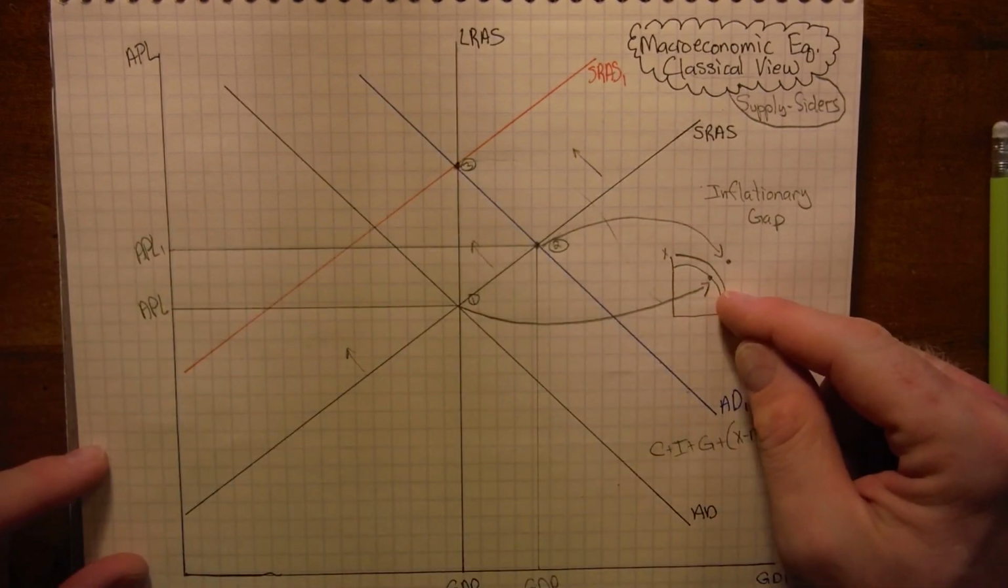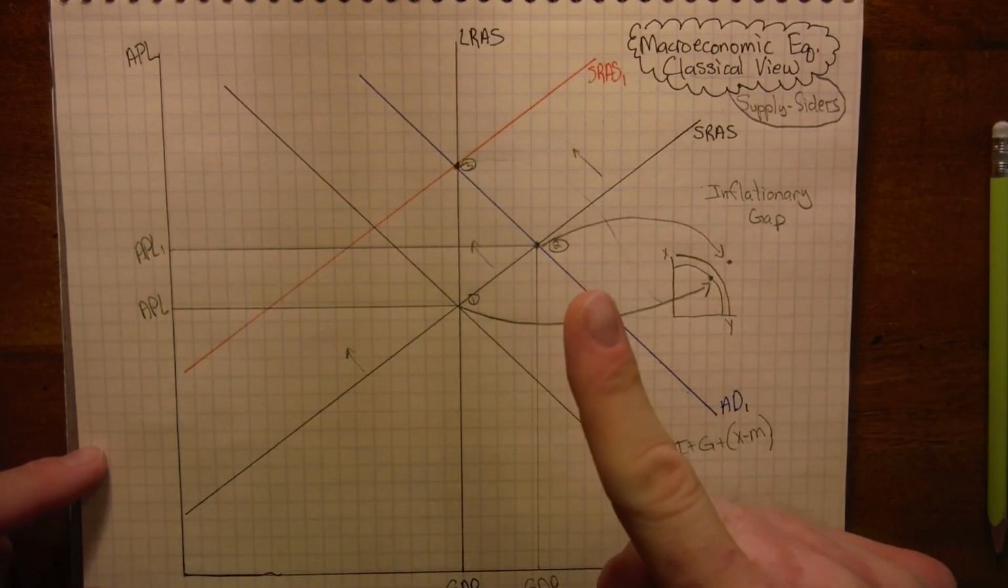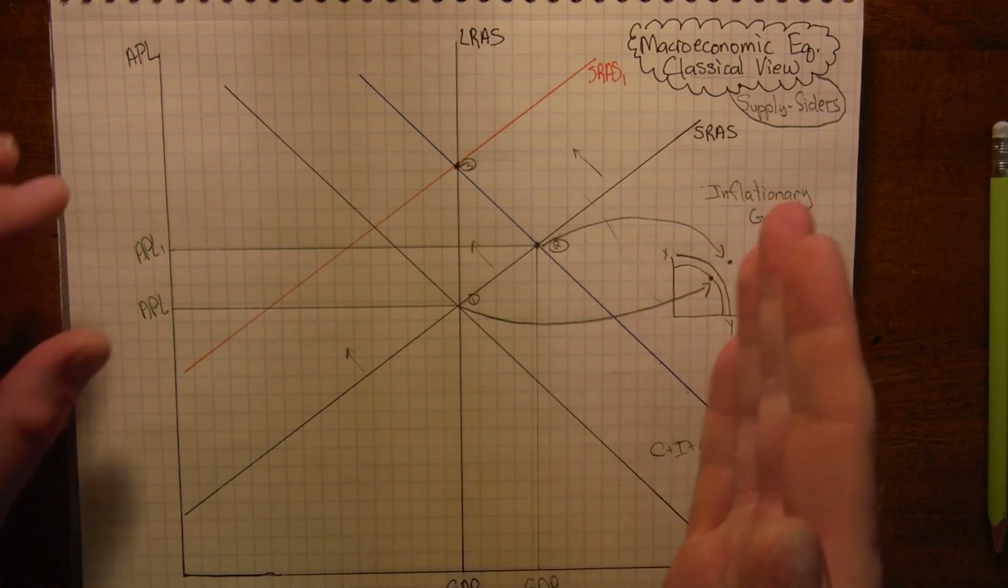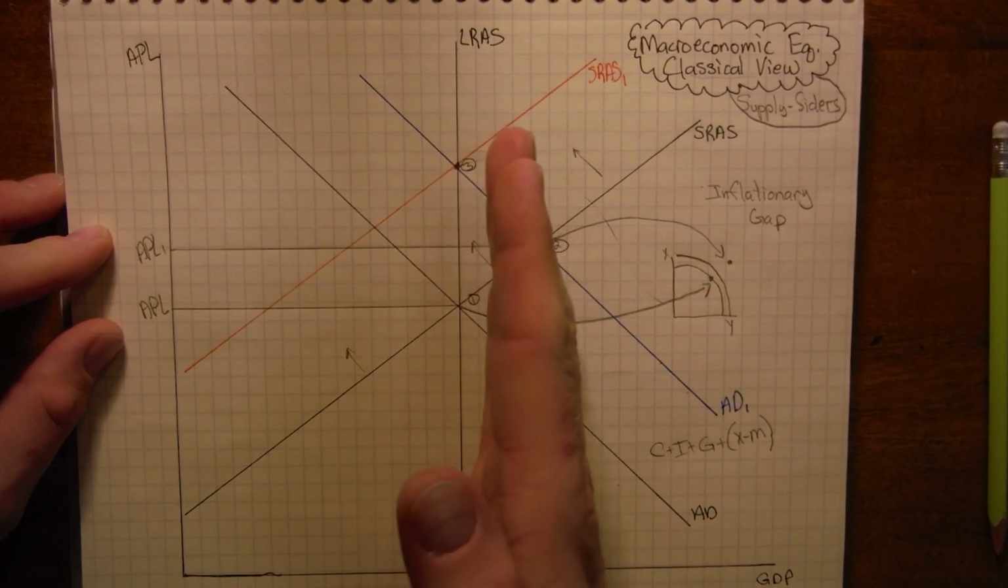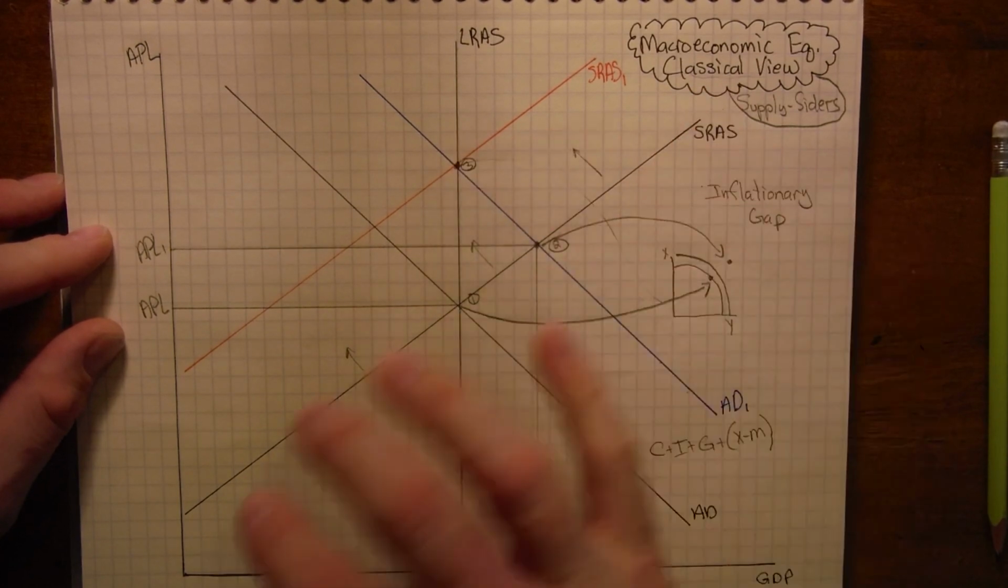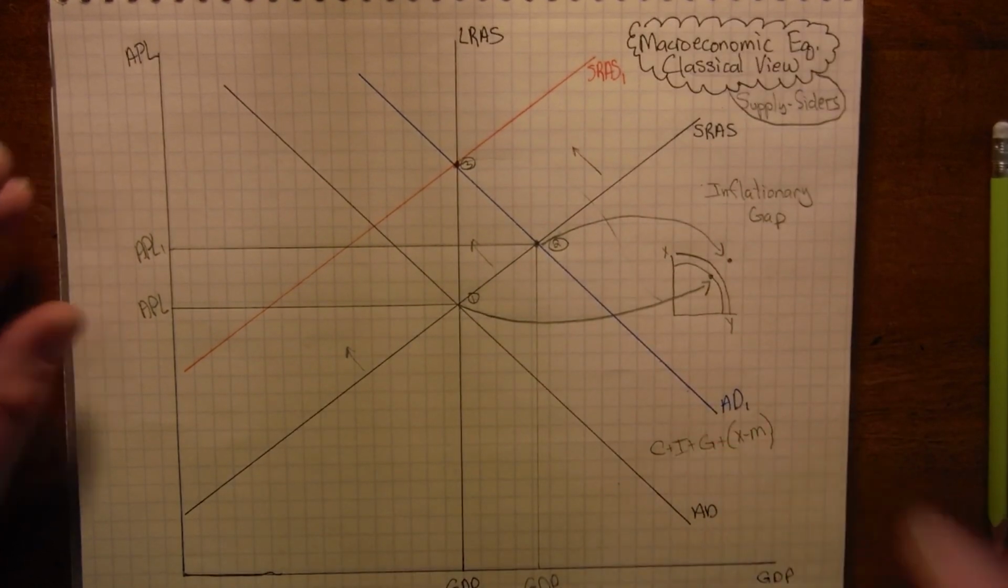Remember that to shift the production possibilities curve, you need more resources or better quality resources. So anything that you would do to shift the PPC out to the right will also shift the long-run aggregate supply curve to the right. You cannot get growth from managing demand.